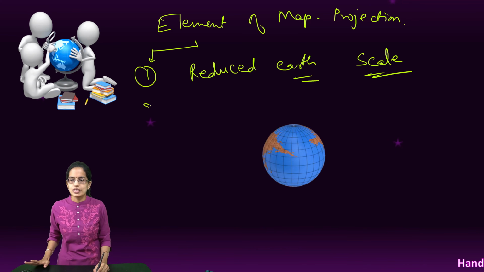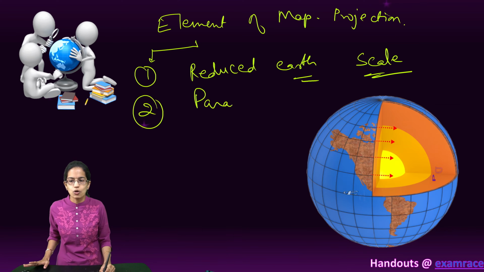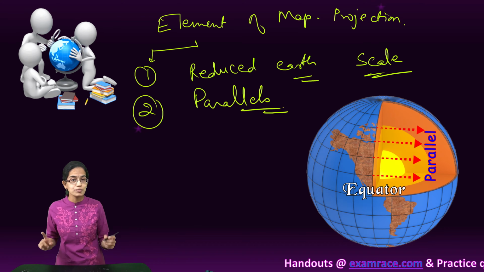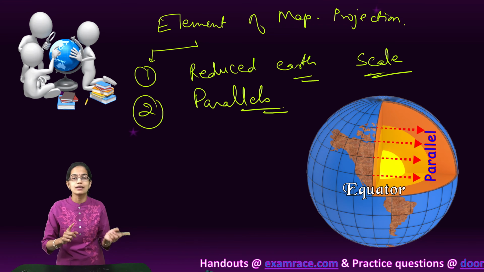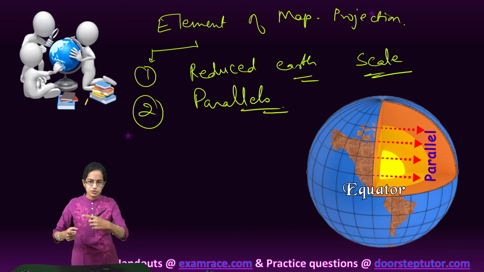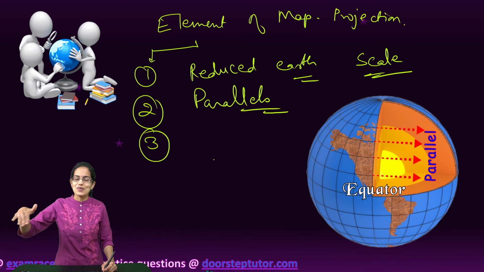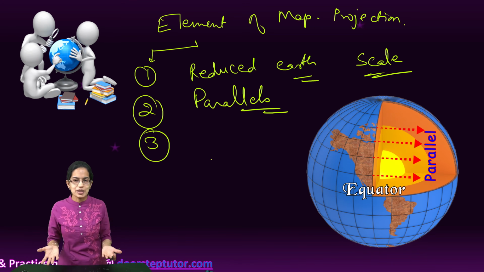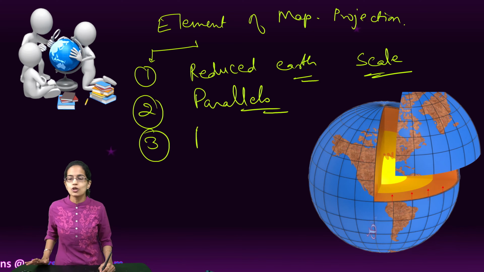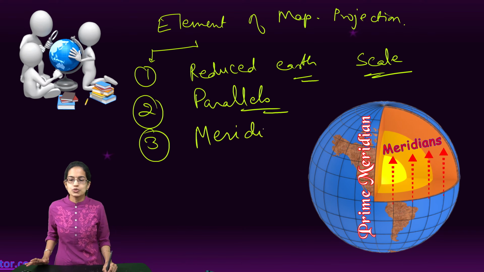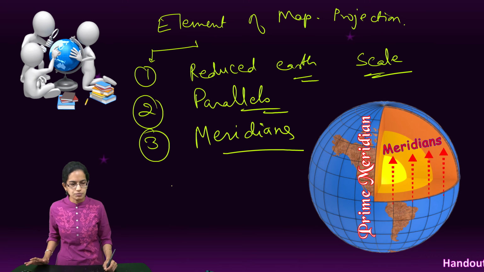The next important thing is the parallels or the latitudes, how those would be defined, how we would be drawing the parallels and longitudes, we would understand in a while. The third is definitely if you are drawing the parallels, the map would be incomplete if there are no meridians or no longitude. So you have meridians that would be drawn.